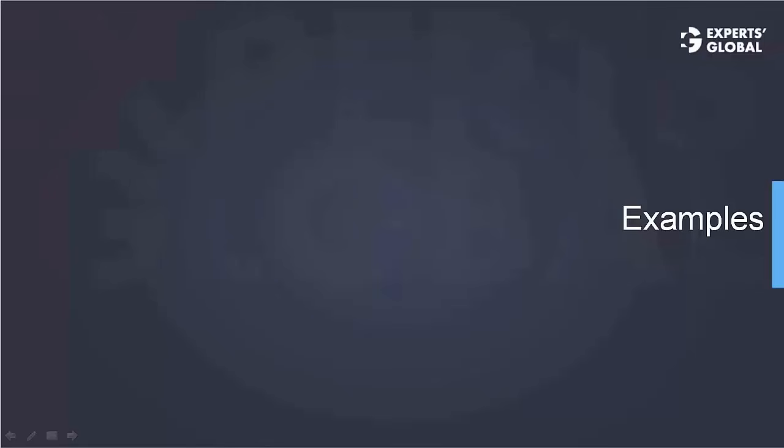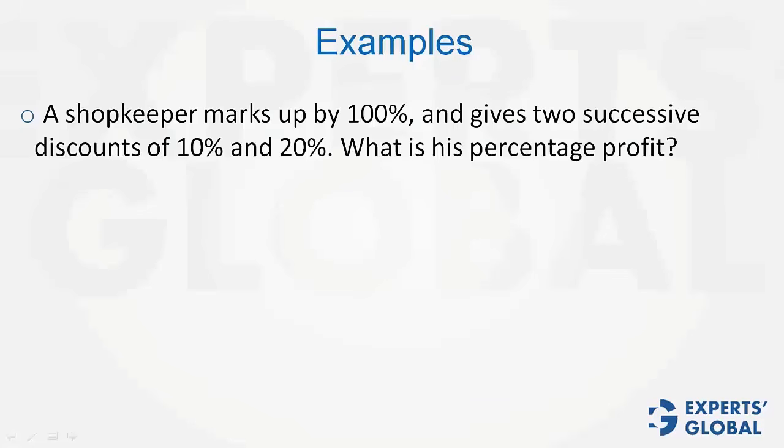Now, let's move on to some live examples and learn by solving these examples. Look at this one. A shopkeeper marks up by 100% and gives two successive discounts of 10% and 20%. What is his percentage profit?